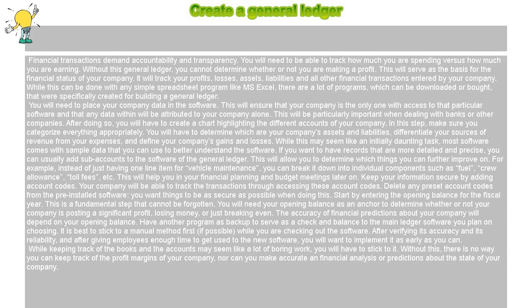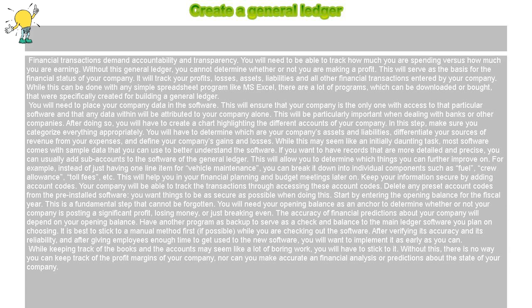After doing so, you will have to create a chart highlighting the different accounts of your company. In this step, make sure you categorize everything appropriately. You will have to determine which are your company's assets and liabilities, differentiate your sources of revenue from your expenses, and define your company's gains and losses.